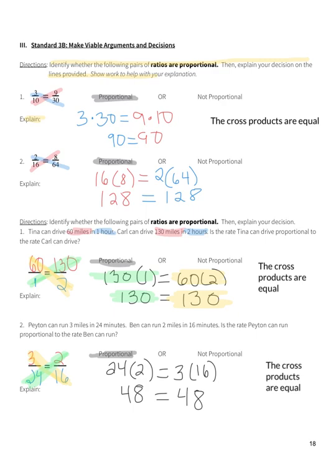Moving on. We have 3 miles and 24 minutes, that's Peyton. Ben is doing 2 miles in 16 minutes. Are they proportional? First we have to set it up. Miles to minutes, cross multiply. 2 times 24 is equal to 48. And 3 times 16 is equal to 48.